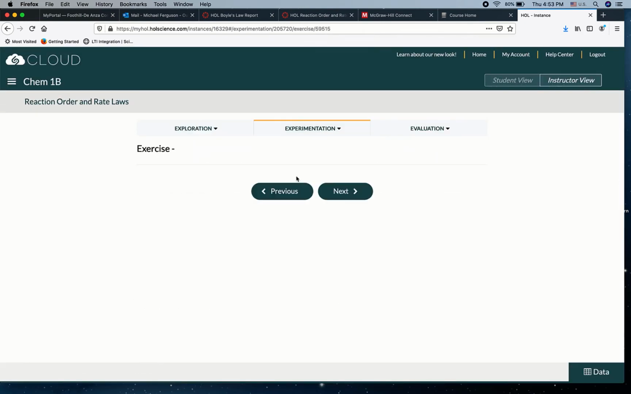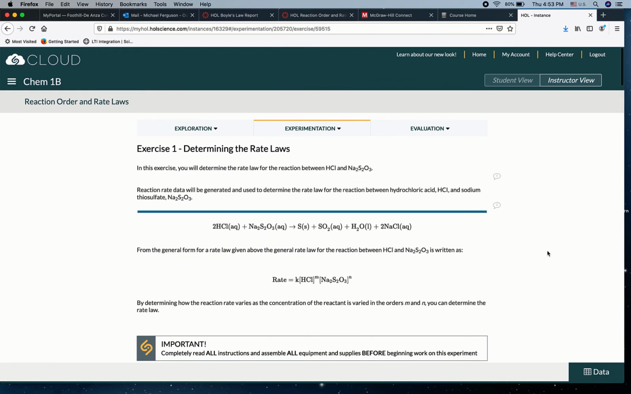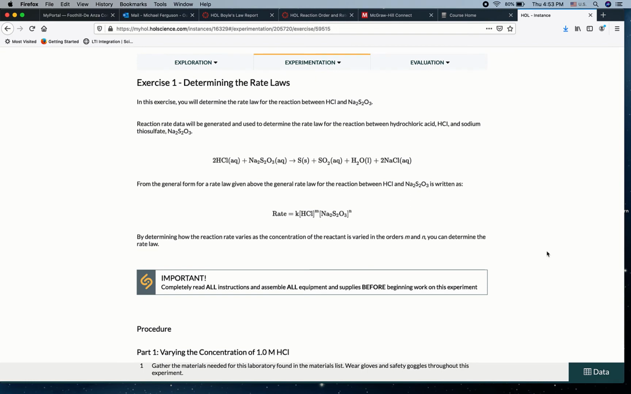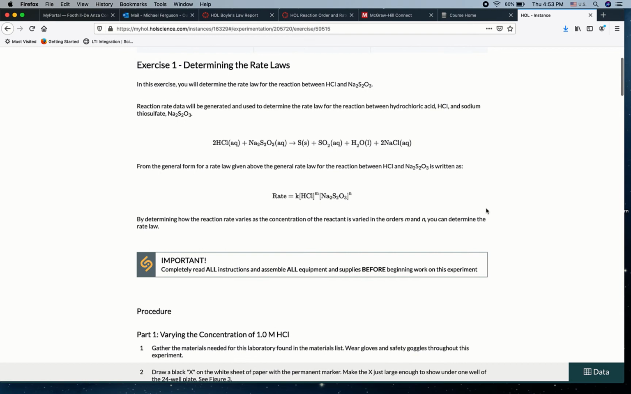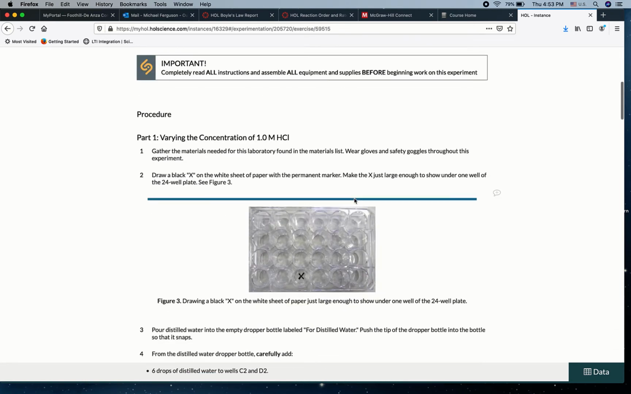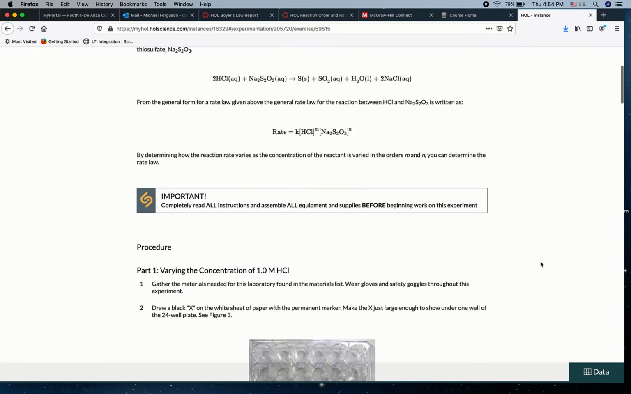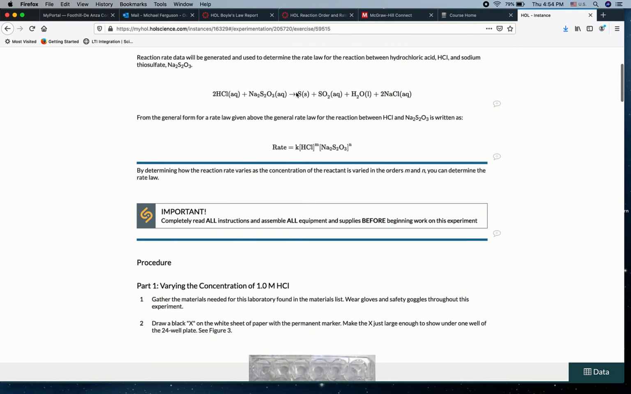So let's talk about then the rate law experiment. We're going to look at the reaction between hydrochloric acid and sodium thiosulfate. Specifically, what you're looking for is sulfur. You're going to put an X in the bottom of your well plate. Well, you put it on a piece of paper and you move the well plate. But when this X disappears from the deposition of sulfur, that's when you say this reaction is over.